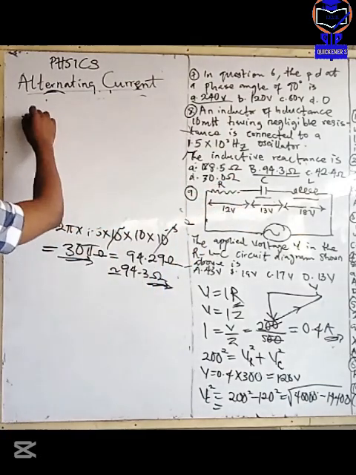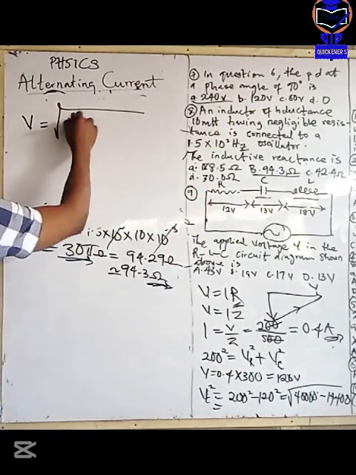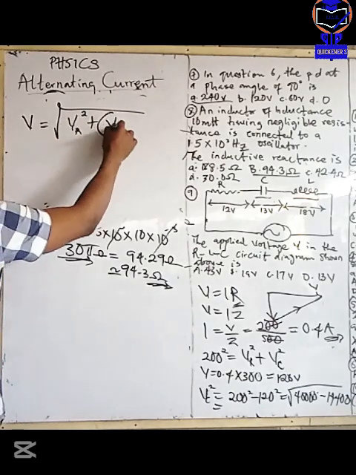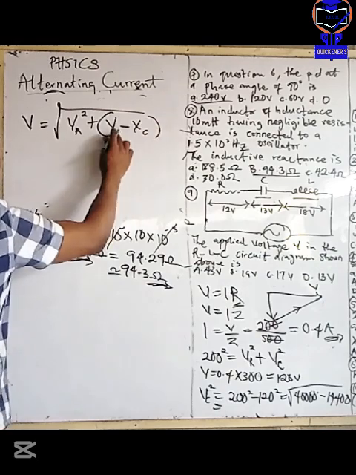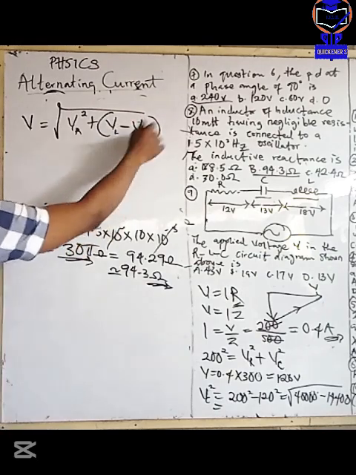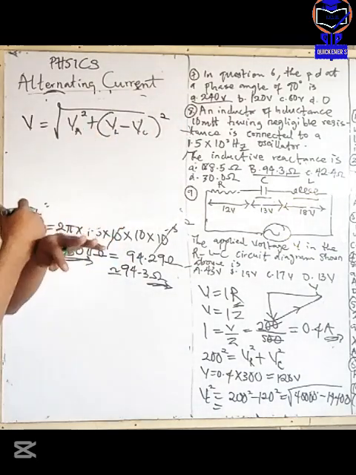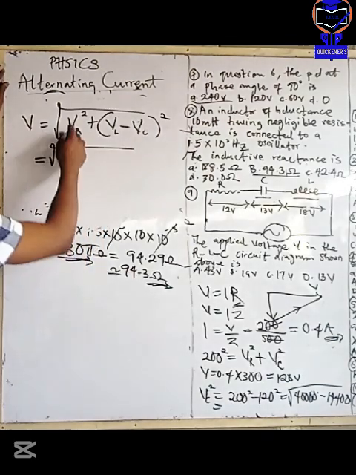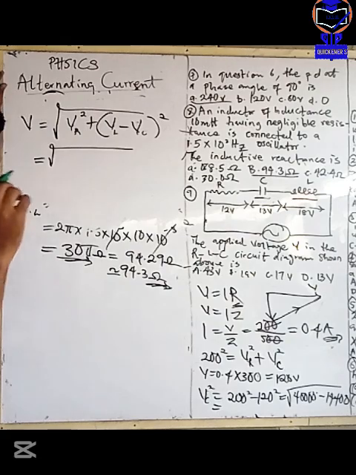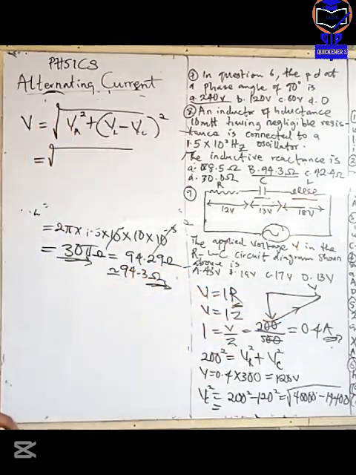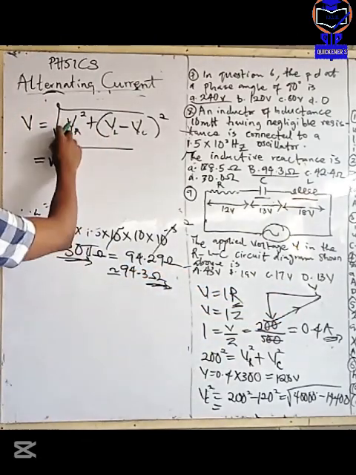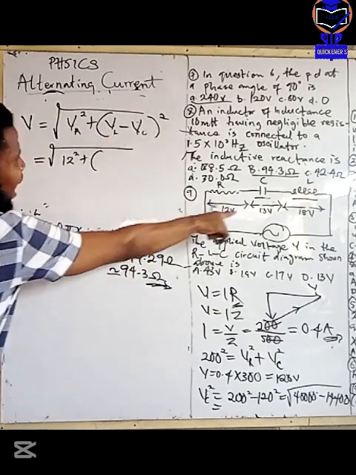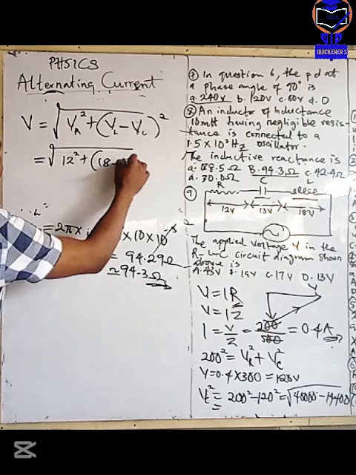So the total voltage applied to this RLC circuit is V equal to square root of V of R squared plus V of L minus V of C, all squared. Remember, this one is ahead, so you subtract them because they are in opposite directions and cancel out each other. So the V of R is 12, plus V of L is 18 minus 13, all squared.